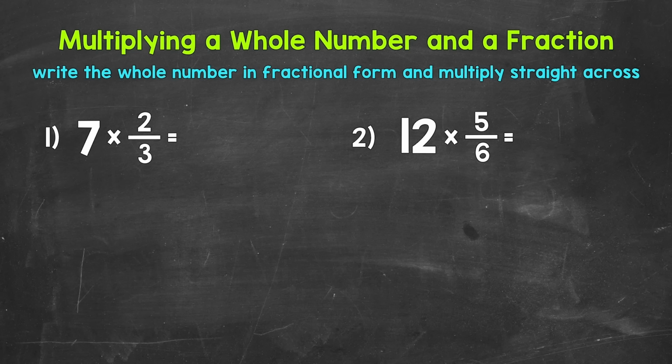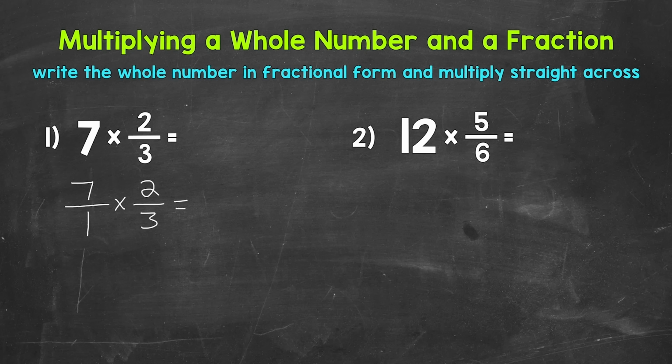So let's write 7 in fractional form. Now, in order to write a whole number in fractional form, all we need to do is put it over 1. We're not changing the value of that whole number. We are just, again, putting it in fractional form. So we're not changing the value of this problem at all. 7 over 1 still has a value of 7. Then we have times 2/3.